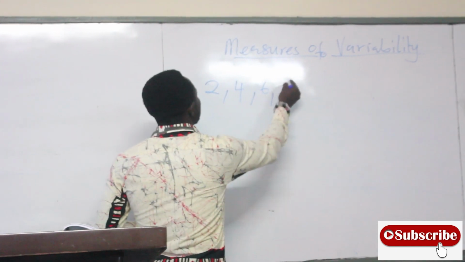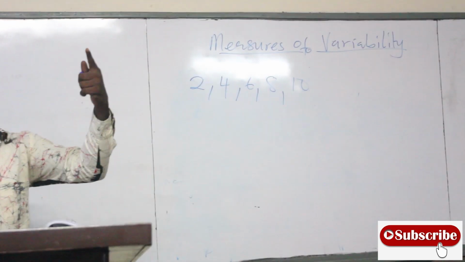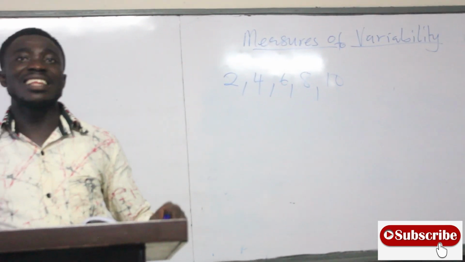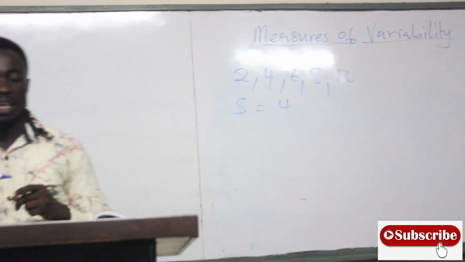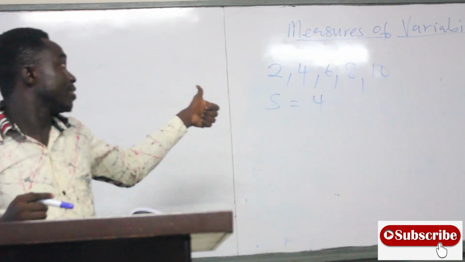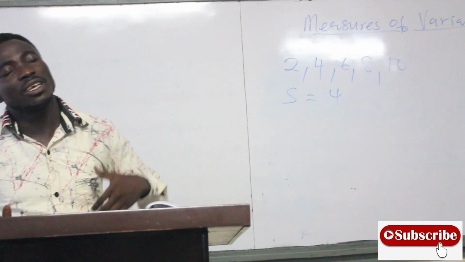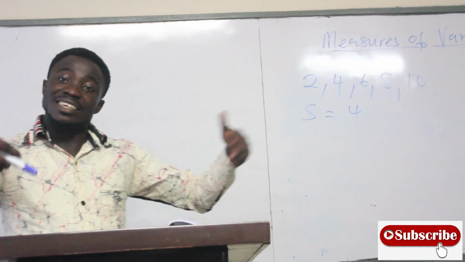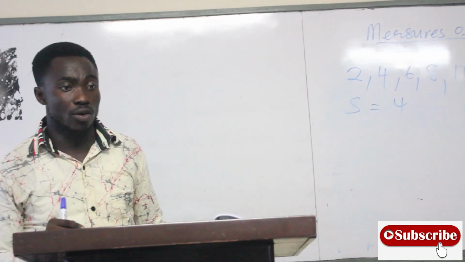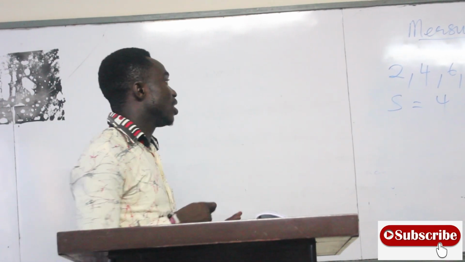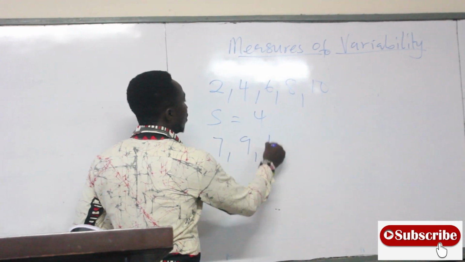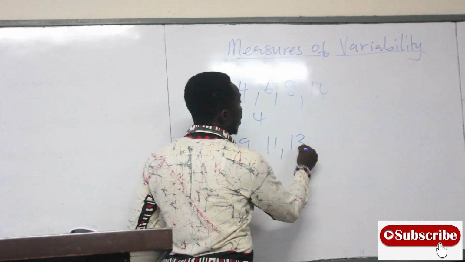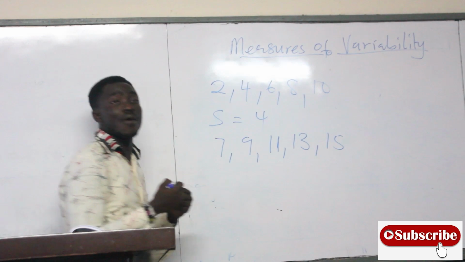So, for example, 2, 4, 6, 8, and 10. Let's assume that the standard deviation for this score is 4. This is an assumption. Now, let's assume that I decide to add 5 marks across the board. Our new score will be 7, 9, 11, 13, and 15. This will be our new score.